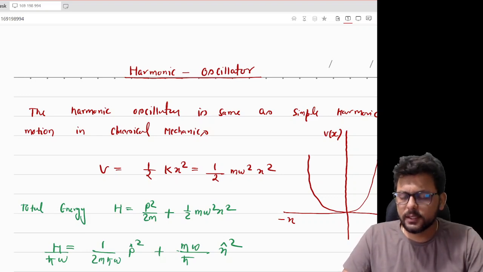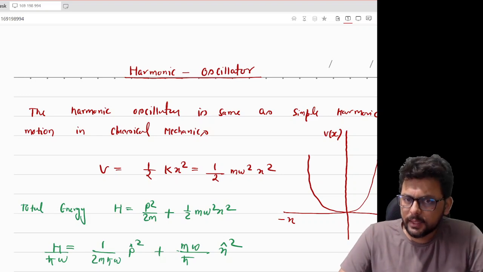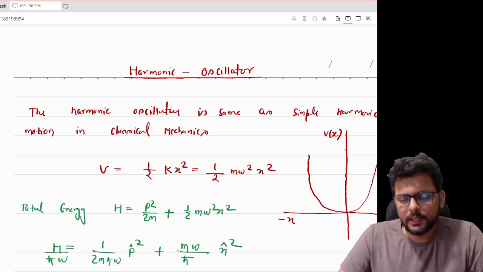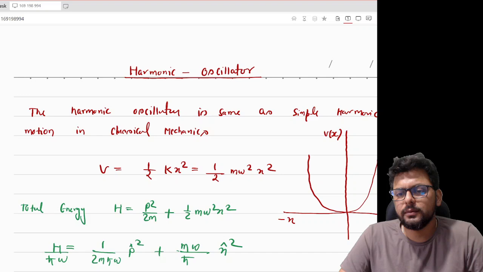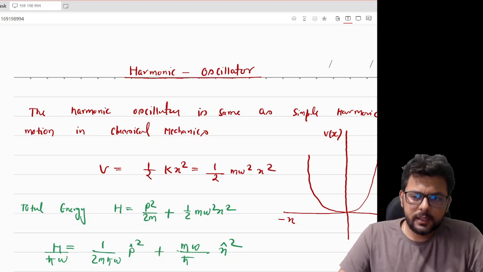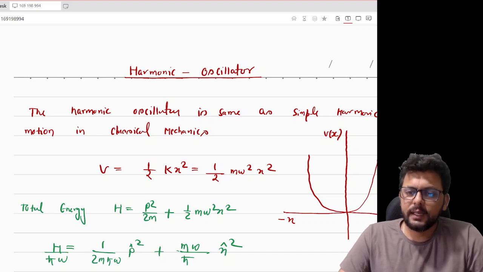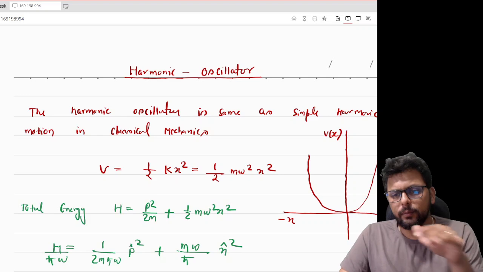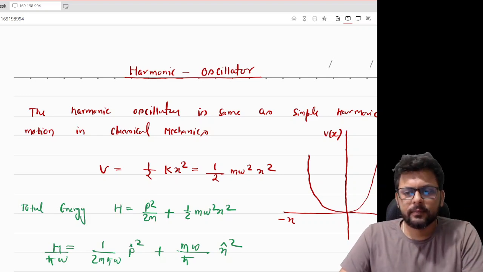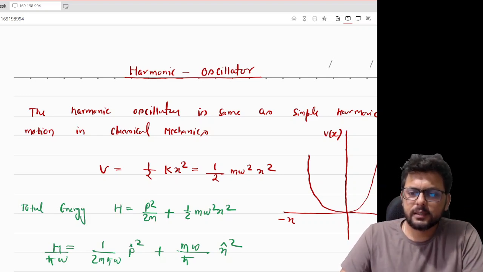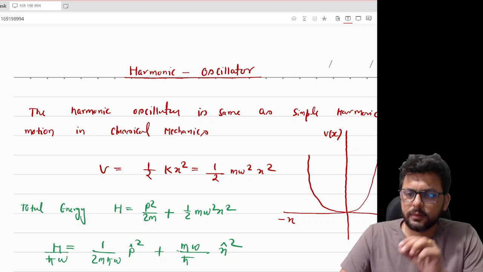So today's lecture is a topic from advanced quantum mechanics, that is the harmonic oscillator. And you know, the harmonic oscillator is very important for MSc students, for IIT JAM, for NET, for GATE. So if you are preparing for any kind of exam in which physics is your major subject, this topic is one of the most important.